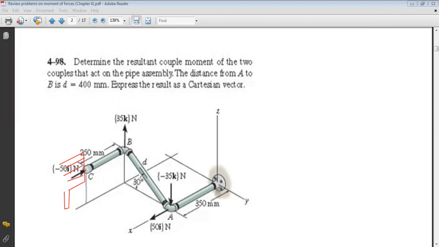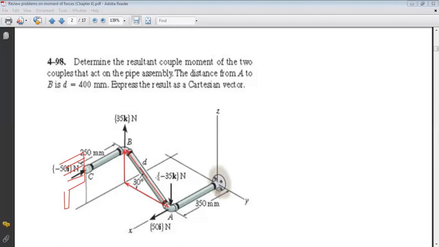Yes, Doctor, I have a small question. When we wrote MC2, the moment of couple number 2, equals AB vectorial minus 50i, how did we replace AB with 0.4 cosine 30 or minus 0.4 sine 30? Okay. AB vector, you can decompose it into two components. This component along y, and this is the component along z.